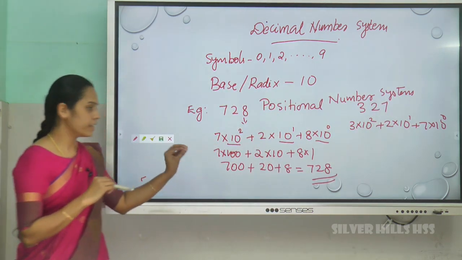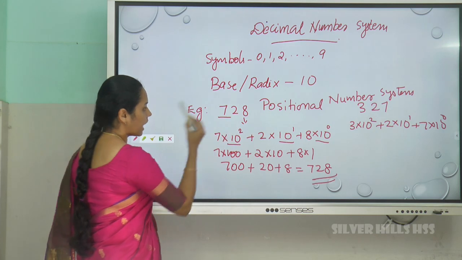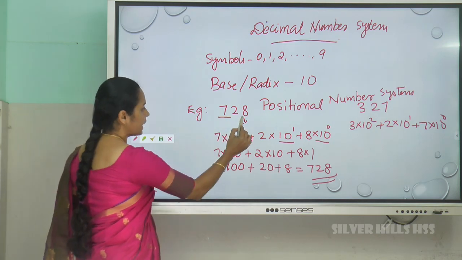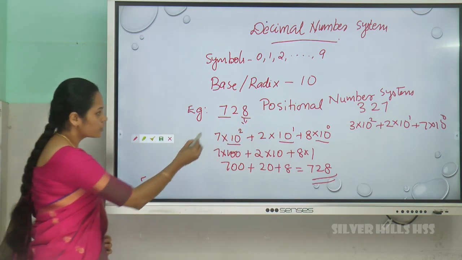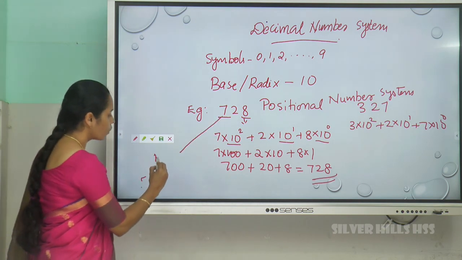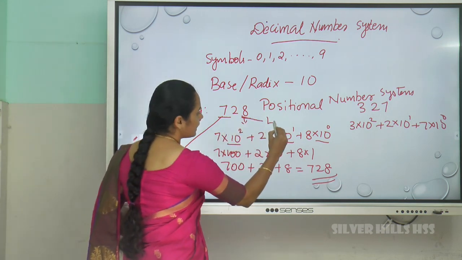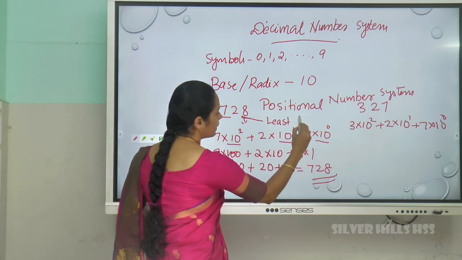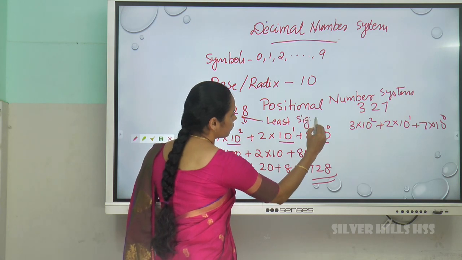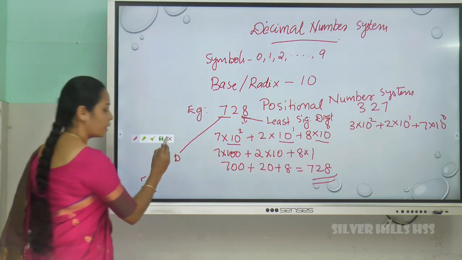And in this, which number is having the highest weight? The 7 is having the highest weight, and this 8 is having the least weight. So here in this example, we can call this 7 the most significant digit and 8 the least significant digit. I'll explain this with one more example.